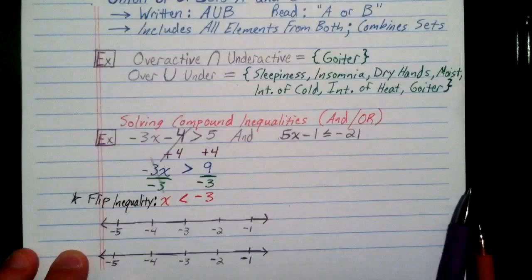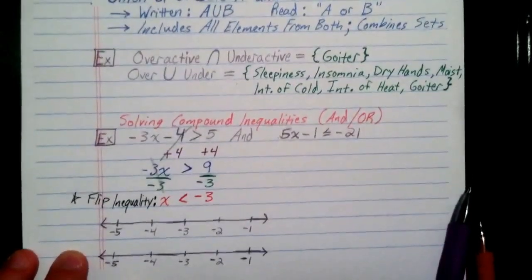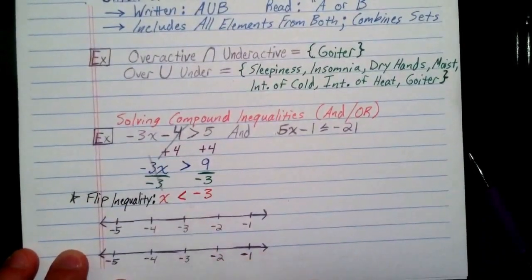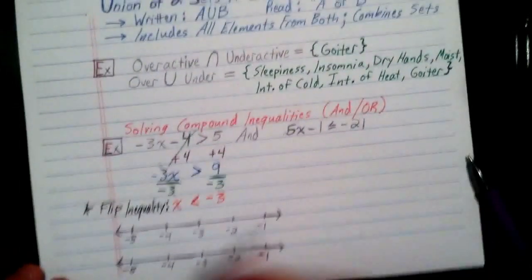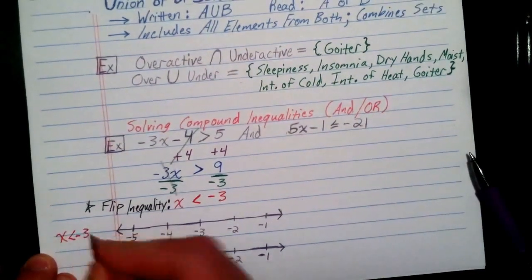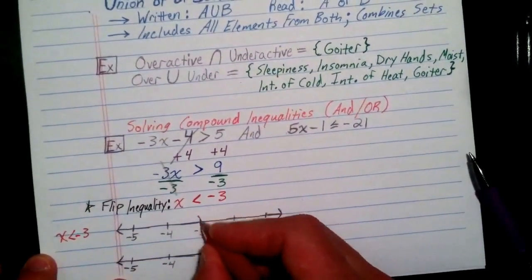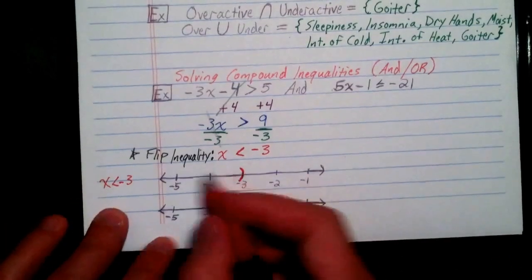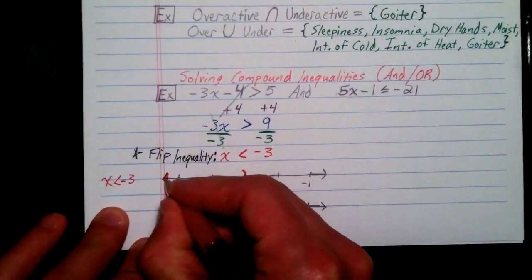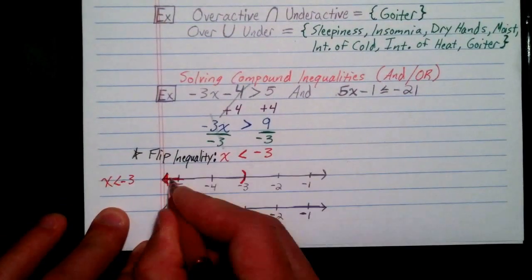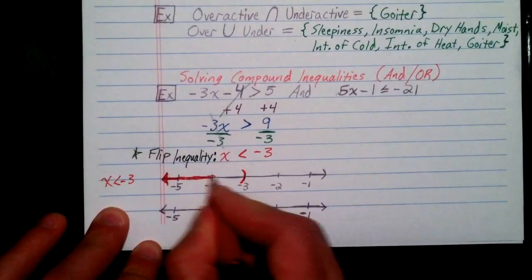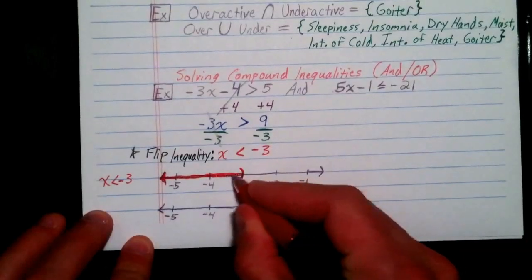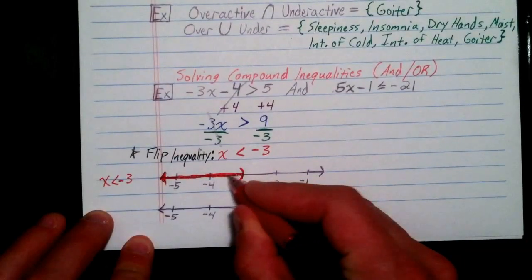So x is less than negative 3, not x is greater than negative 3. So what we can do from that is go to the graph and graph that right away. How would that look? Well, if we had x is less than negative 3, we'd have to put a parenthesis around the negative 3 and shade everything to the left. So that's what our first inequality would look like graphically.